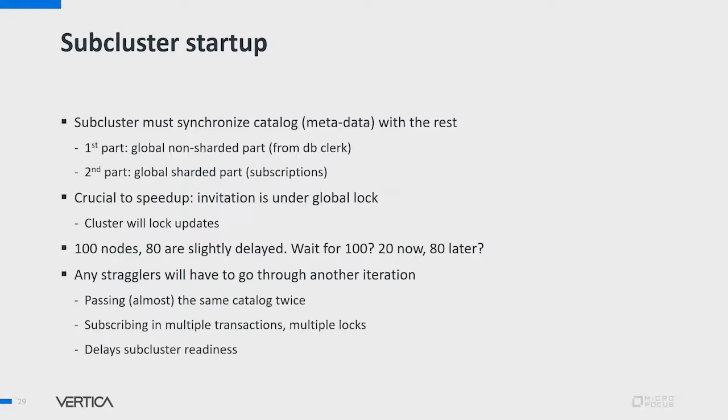So we have two choices to make here. We can wait for all 100 nodes to arrive, and then invite those nodes and ship the catalog to them at the same time. Or we can invite 20 nodes now, and delay those 80 for later, in hopes to basically bring as many nodes as quickly as possible. To consider what we want to do here, consider this: when we return to those 80 nodes later, we will have to pass the catalog again, and it's going to be almost the same because the non-sharded catalog doesn't change that often. At the same time, we will have to subscribe those 80 nodes to shards again, maybe duplicating some information passing and locking again.